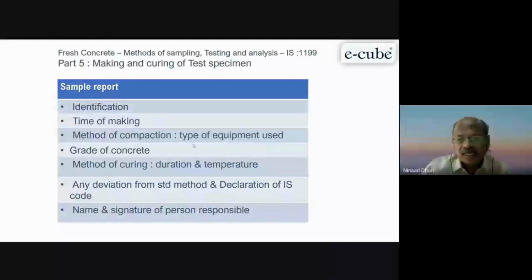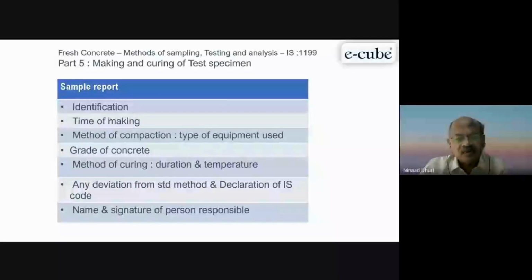Now compaction, what type was used? Manual compaction, vibration, internal vibration, all this has to be mentioned. Grade of concrete, curing method, any deviation from standard, declaration of IS code, and the person who is responsible for taking samples. That sort of format you have to prepare always. You have to keep this as a regular practice for each and every sample. Then we can keep proper track of your samples.